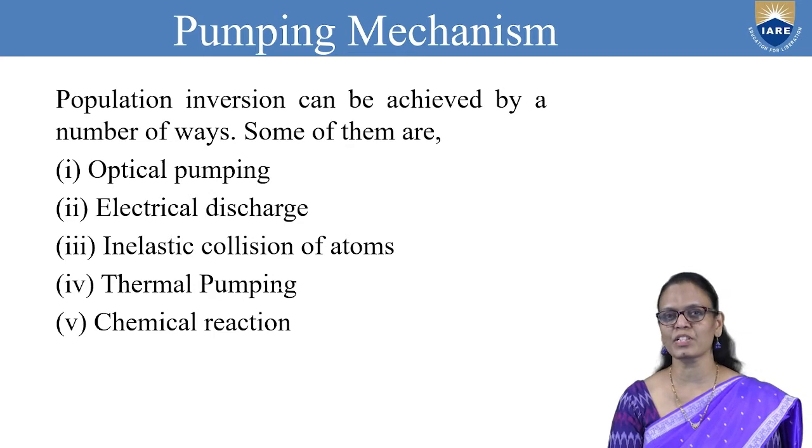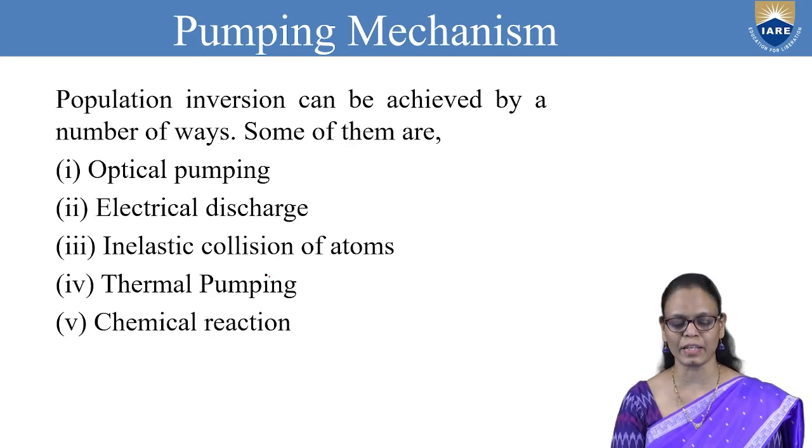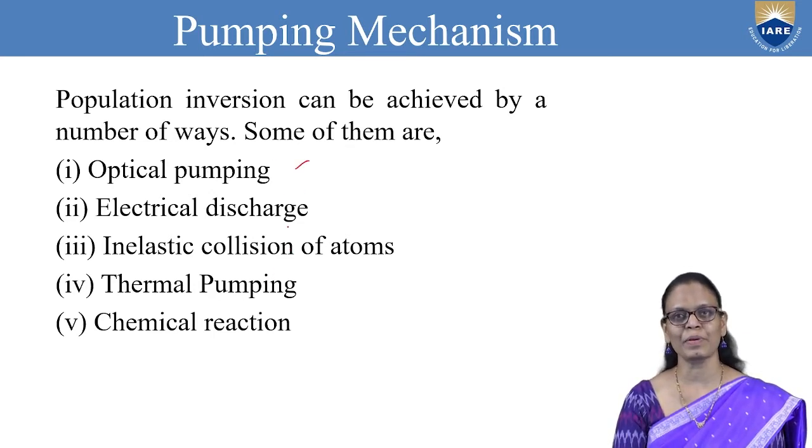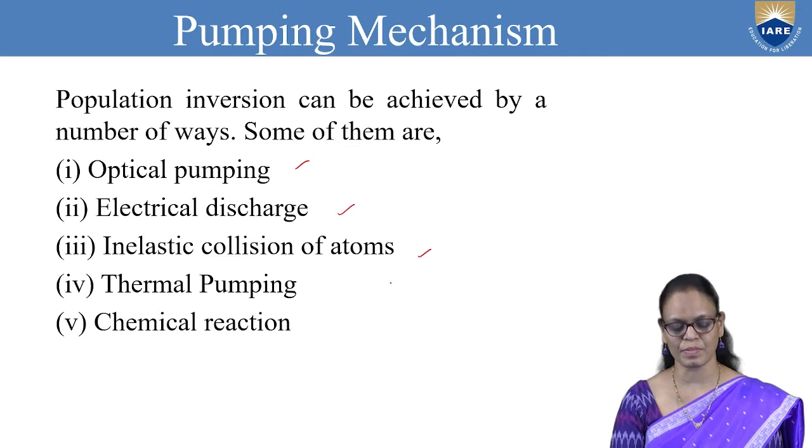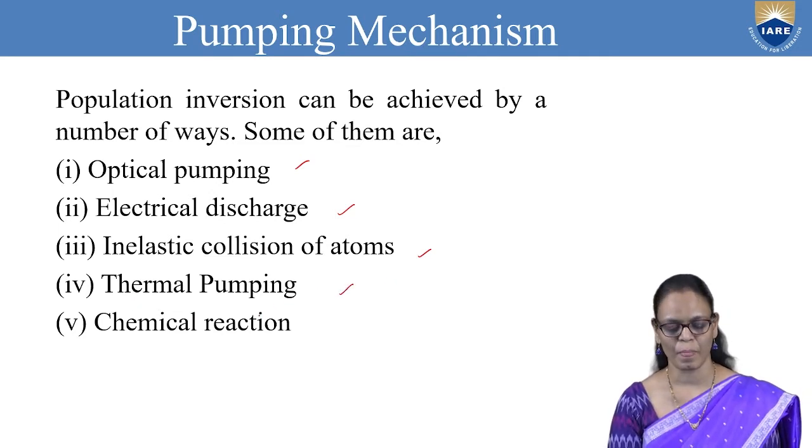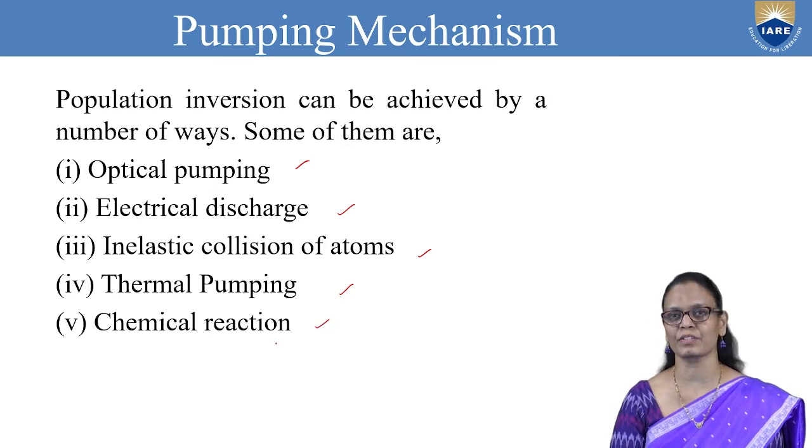And population inversion can be achieved by different mechanisms: optical pumping, electrical discharge, then inelastic collision of atoms, thermal pumping. Thermal is always related to heat, then chemical reaction.